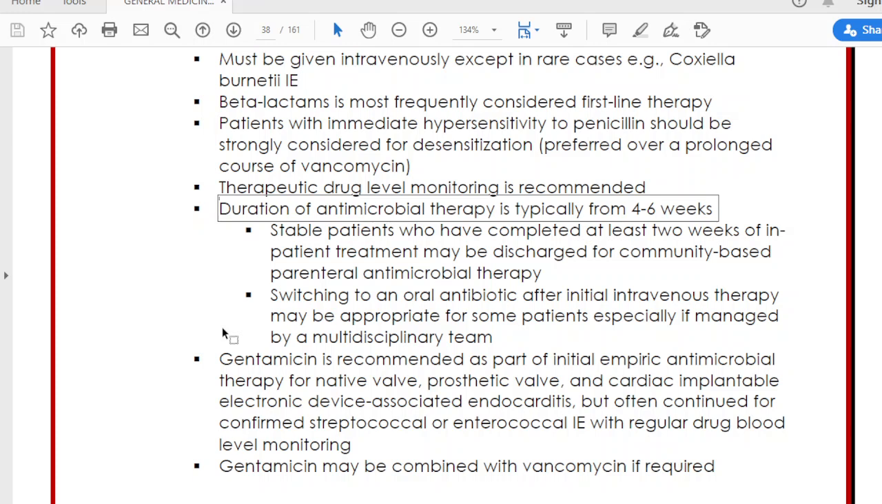Duration of antimicrobial therapy is typically from 4 to 6 weeks. Stable patients who have completed at least 2 weeks of in-patient treatment may be discharged for community-based parenteral antimicrobial therapy. Switching to an oral antibiotic after initial intravenous therapy may be appropriate for some patients, especially if managed by a multidisciplinary team.